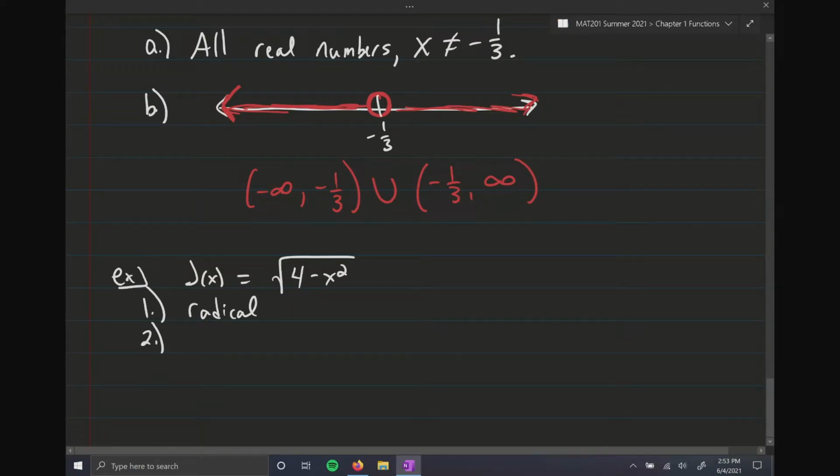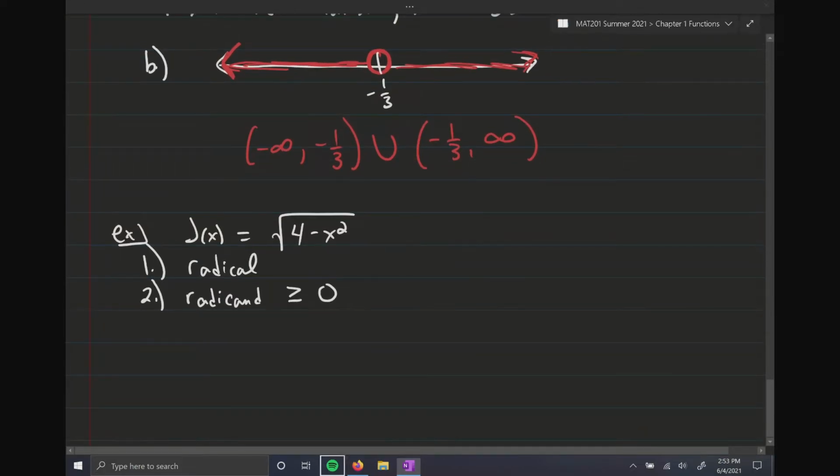Step 2, are there restrictions? Yes, the radicand has to be greater than or equal to 0. It must be positive. So, to find my restrictions, I'm going to take the radicand, which is 4 minus x squared, is greater than or equal to 0, and I'm going to solve for x.